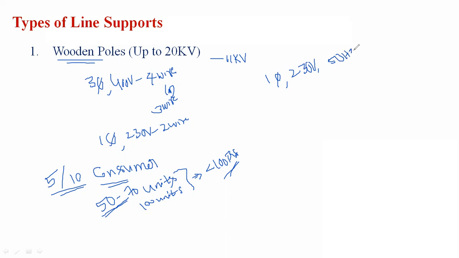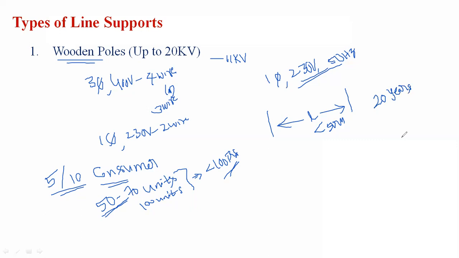Beyond that we can also use it, but the insulation problem is there. The major drawback of the wooden pole is the limited span length. From one supporting structure to another, the span length is less than 50 meter. This is one drawback. Another one, the lifespan of the wooden pole is very less, less than 20 years or up to 30 years.